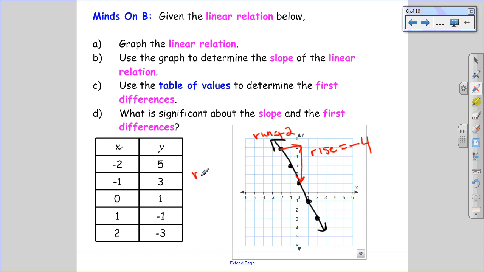So what is my slope now? Again, I start with my equation. Rise over run. And my rise is -4 over my run, which is +2, which leaves me -2.